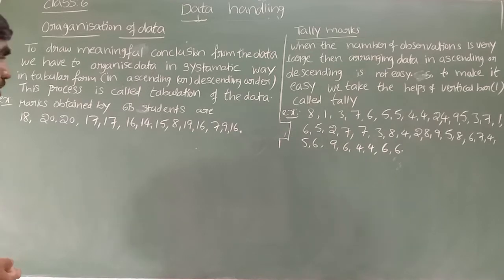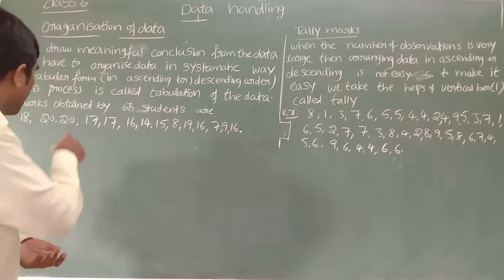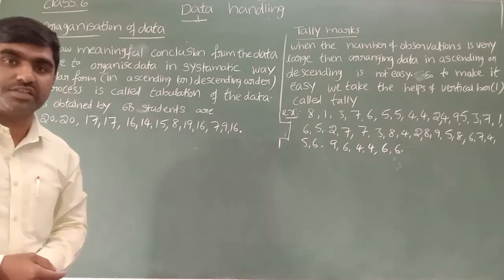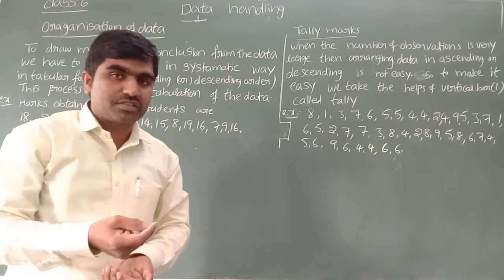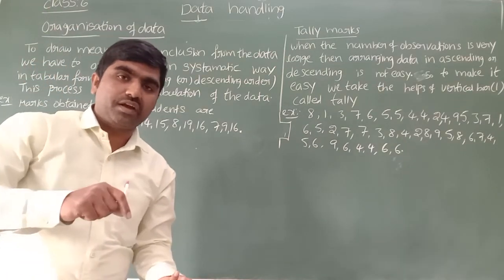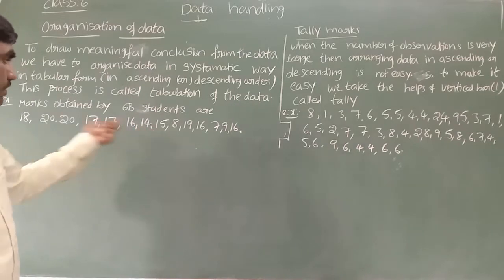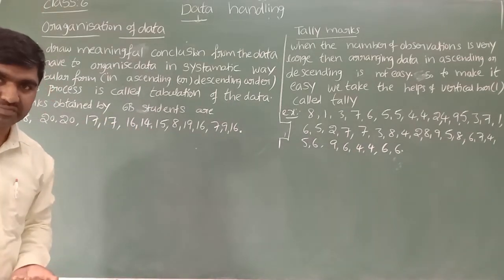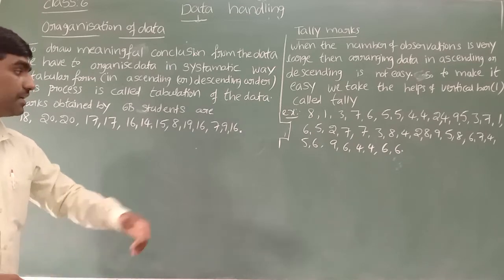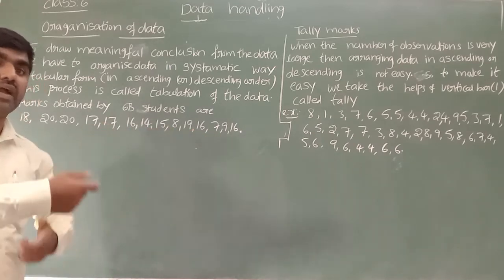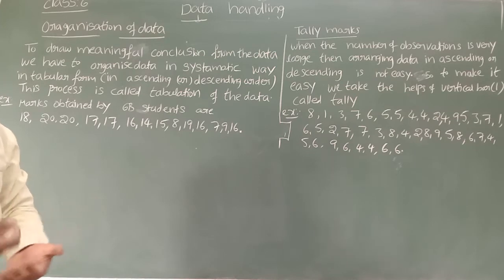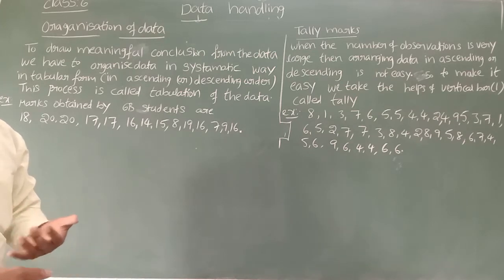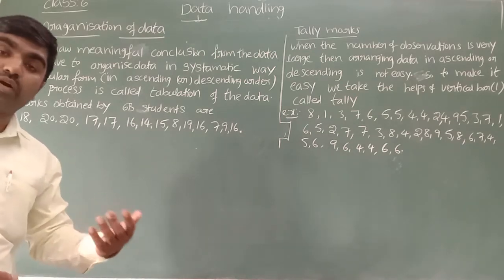I want to know how many got 17 above. We have to search each and every observation. It's not easy to answer these questions: 17 above, below 15, 10 above, below 10. It is a time-taking process. But by arranging in a systematic order, we can understand easily. We can tell the answers, how many got above 10, how many got below 15.